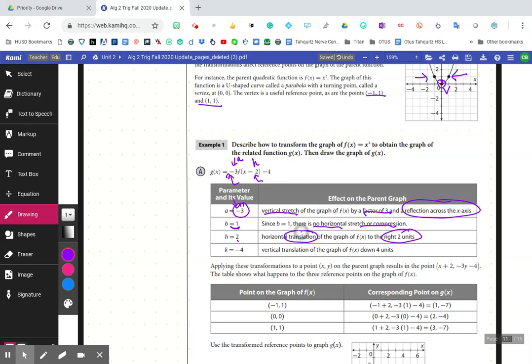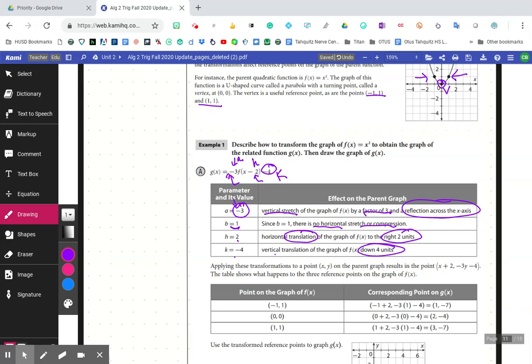We use the word translation, technically horizontal, but if you use the word right, that implies horizontal. k, notice, is -4. That's always at the end there. So -4 is a vertical translation, and it's going to go down 4 units. Applying these transformations to a point on the parent graph results in this function right here. The table shows what happens to the 3 reference points of the graph.